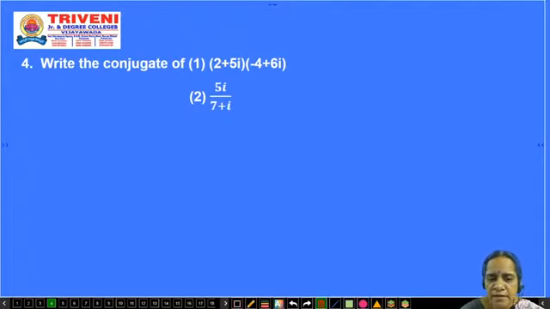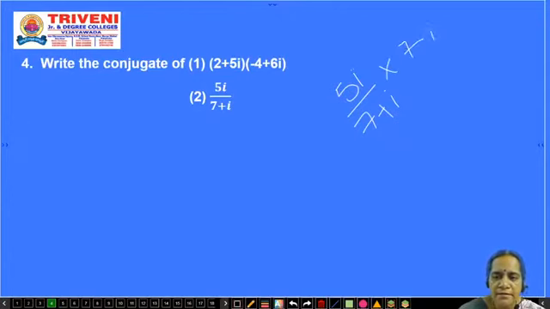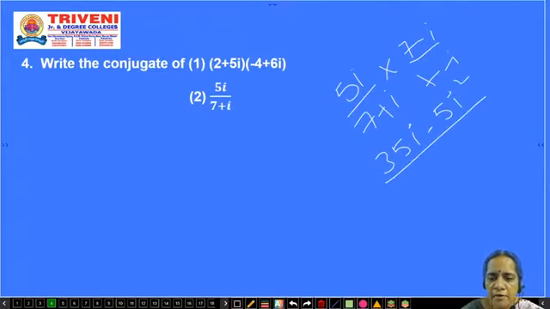Then next one is 5i by 7 plus i. In the denominator part we have 7 plus i. We have to rationalize the denominator here. Multiply by 7 minus i by 7 minus i. Then we multiply the numerators and denominators. Then what do we get here? 5i into 7, that is 35i, minus 5i into i, 5i square. In the denominator part, what do we have here?